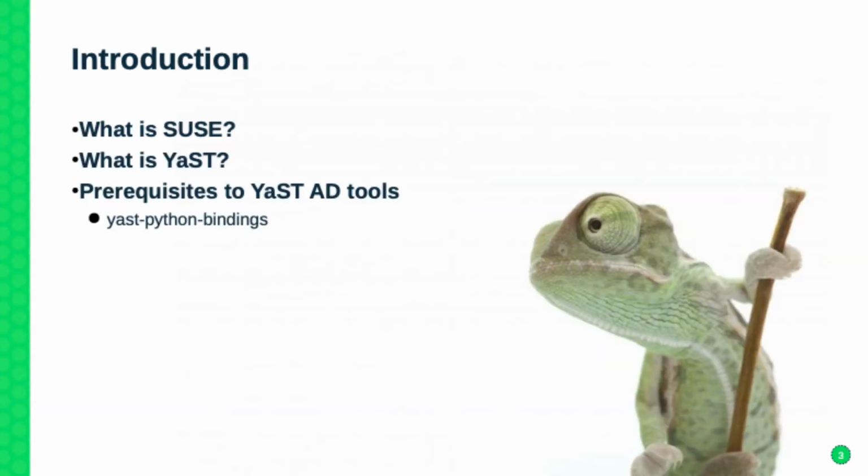First, I'll introduce you to a little bit about SUSE and where YaST comes from. YaST is the backend that these tools are running on. It's a GPL backend. Then I'll talk about some of the prerequisites and things that I had to write and put together to make this work, including the YaST Python bindings, which needed to be completely rewritten for this stuff to work.